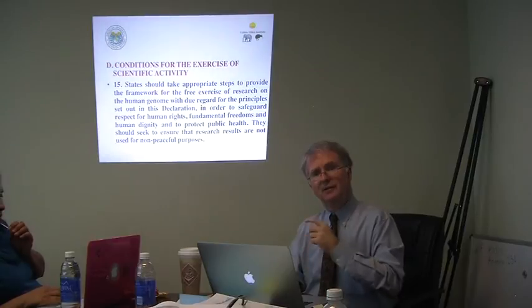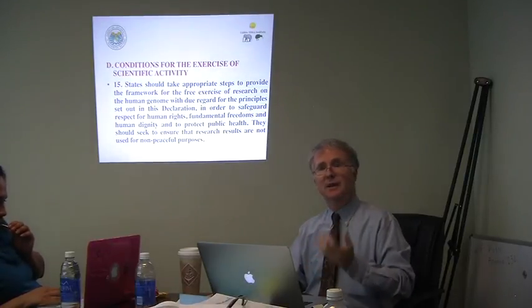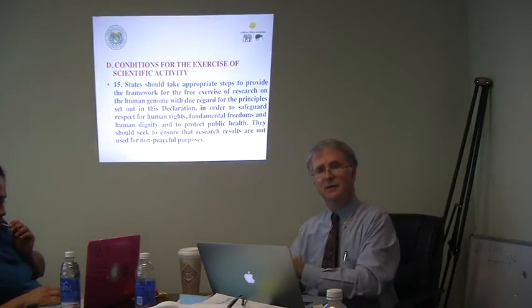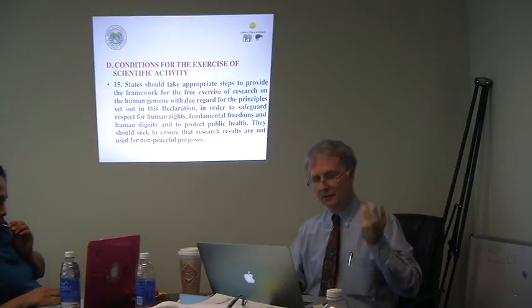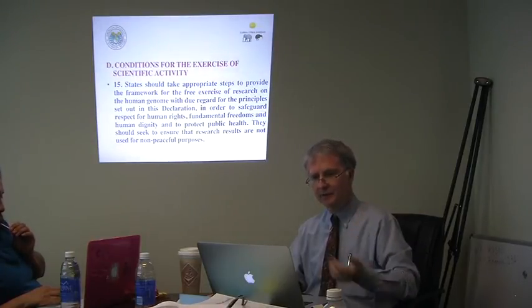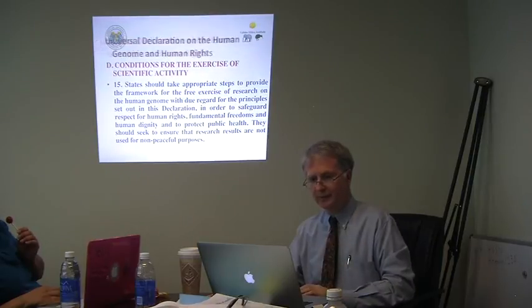Now, this is two sides of the research equation. One is guaranteeing free conduct of research. So scientists are free, genetic researchers, social scientists, but also thinking of the legal principles, human rights, fundamental freedoms, human dignity.